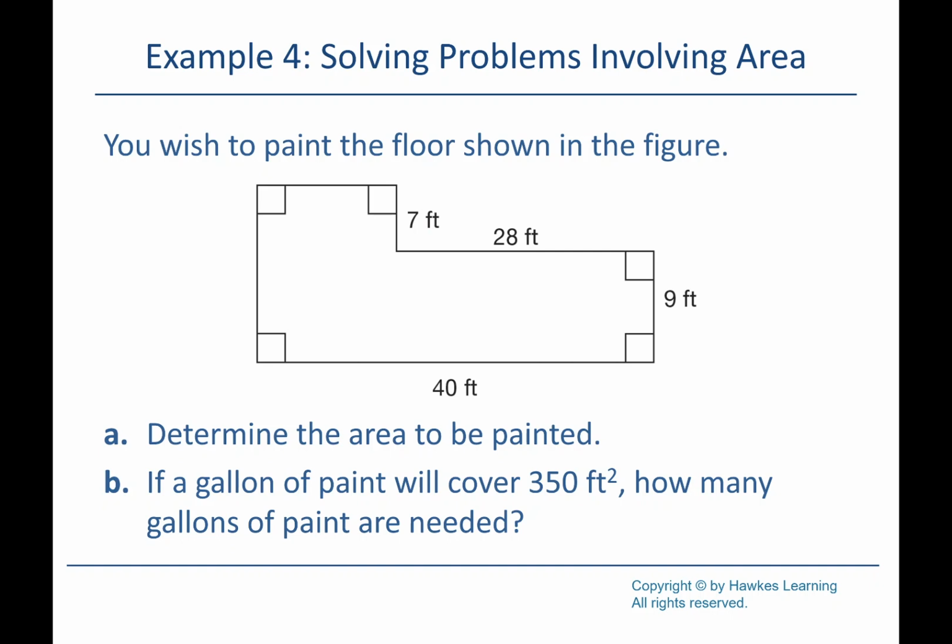Okay. So this one, we've got a kind of an aerial view of a floor, right, an overhead view of a floor. And we're going to paint this floor. And maybe it's concrete or something. We're going to paint the concrete. So we need to figure out how much area we're trying to cover. And then we'll figure out how much paint we need after that. Okay. So since it's a weird shape, we want to split it up.